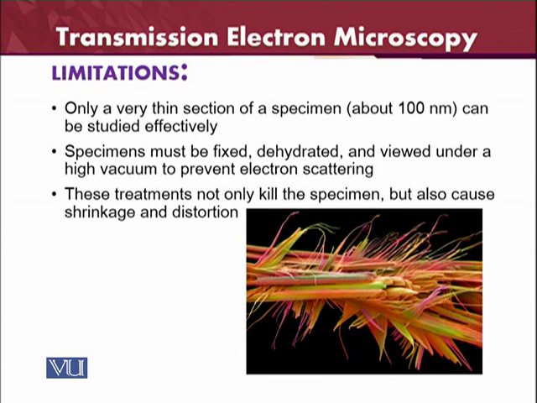So this kind of microscopy should be done very carefully, because we use an ultra-thin specimen, and then it should be fixed, dehydrated and viewed under a high vacuum to prevent electron scattering. Therefore we need to be very careful under such circumstances, so that the specimen stays in good condition and we will be able to see a better image of the object.